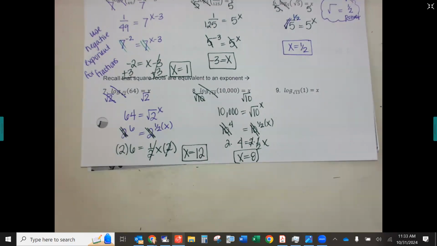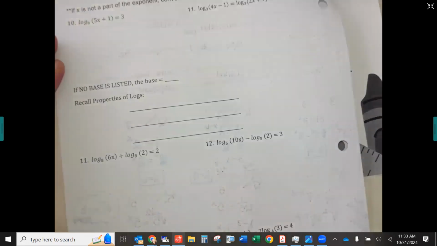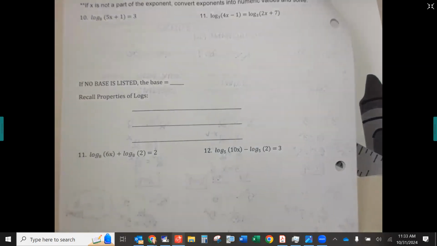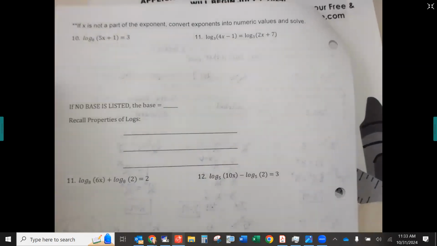Okay, if your x is little, that's how you do it. So can you look back at all these examples? Do you see how your x ended up on top each time? You see that? Okay, so now let's look at the next question. Take a look at number 10. What's my log little number? 8. How do I get rid of a log little 8?